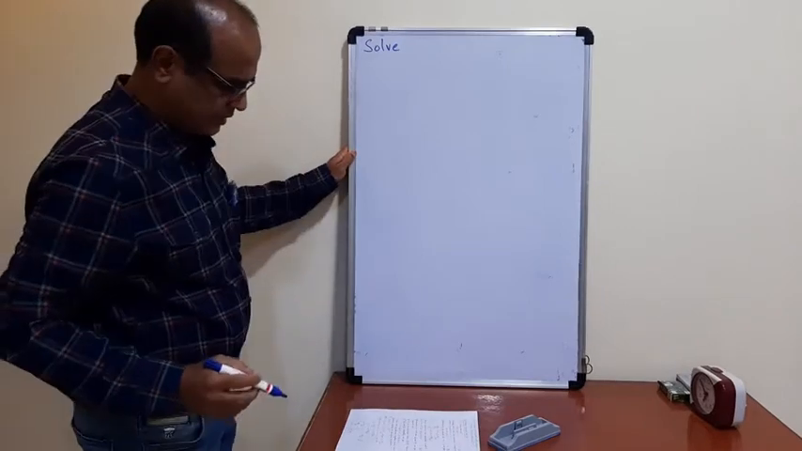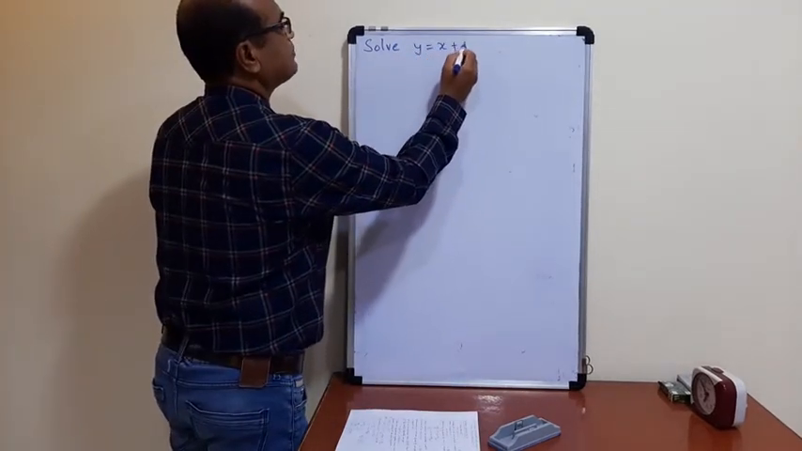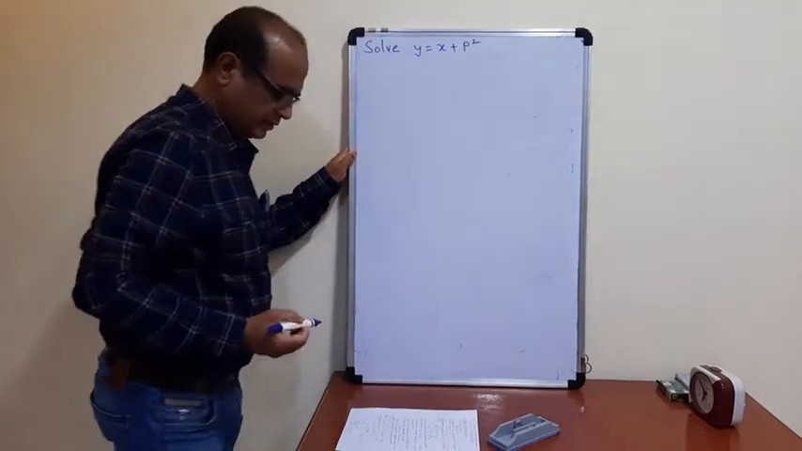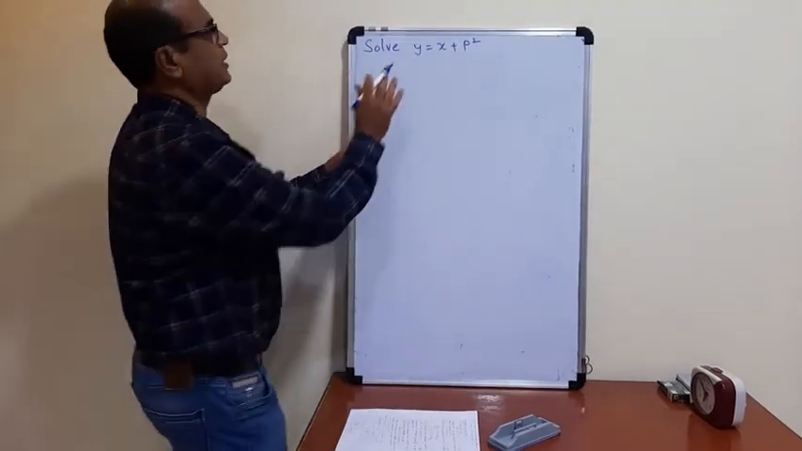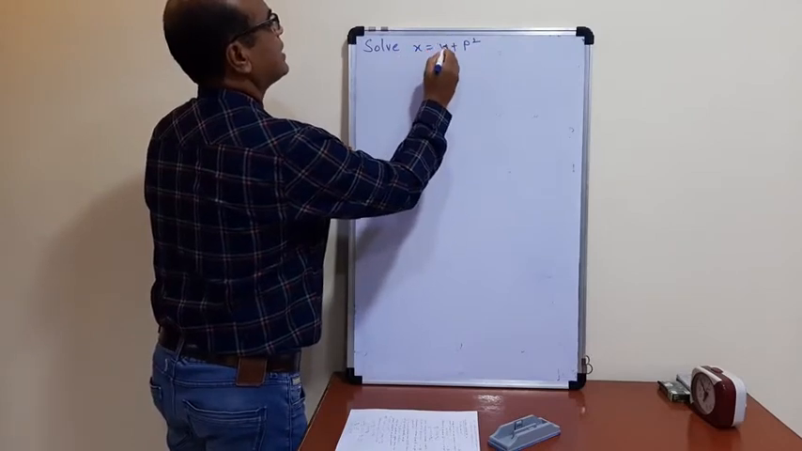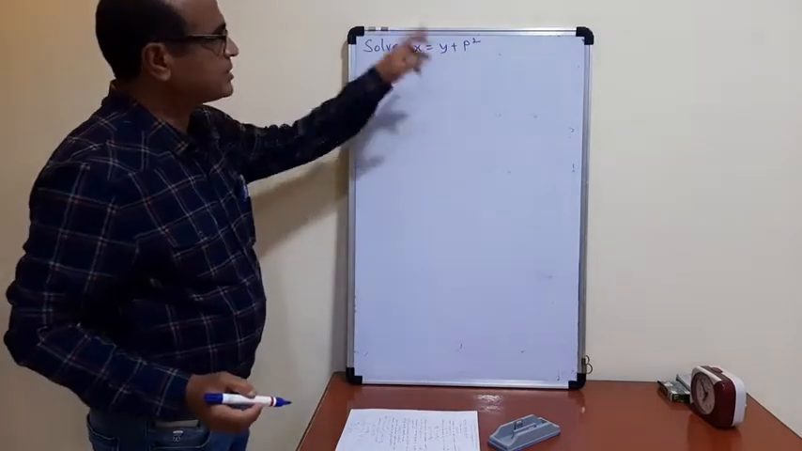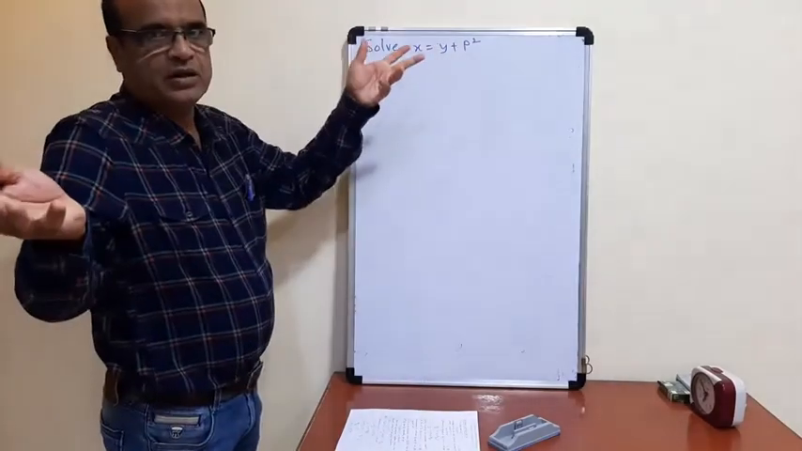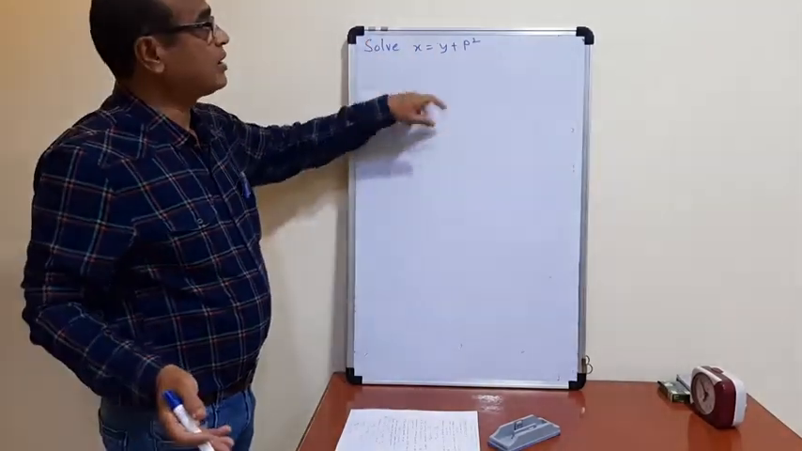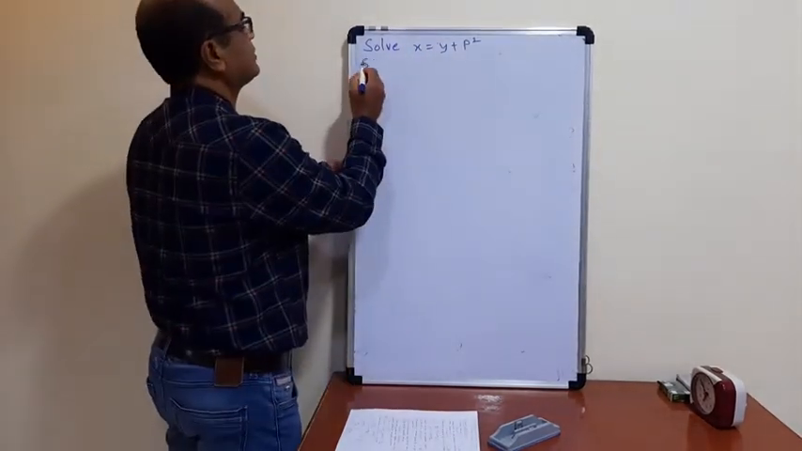Solve x is equal to y plus p square. Solve this differential equation. So this is a first order, p is dy by dx, first order but second degree equation here. The solution.